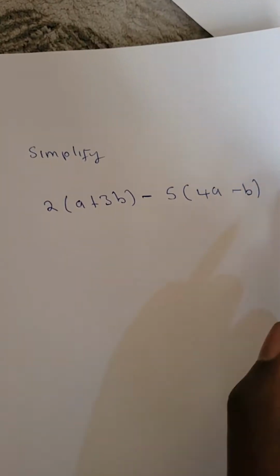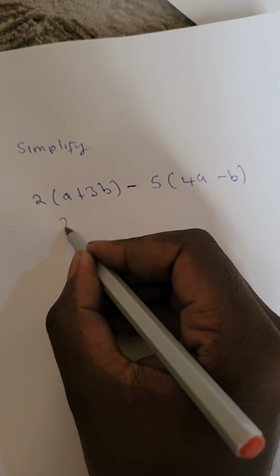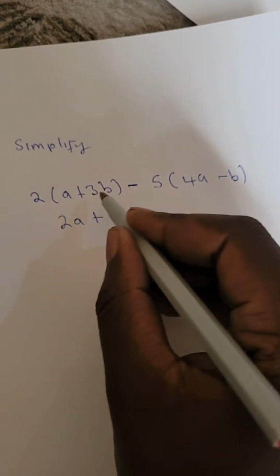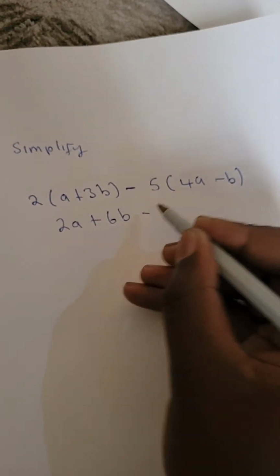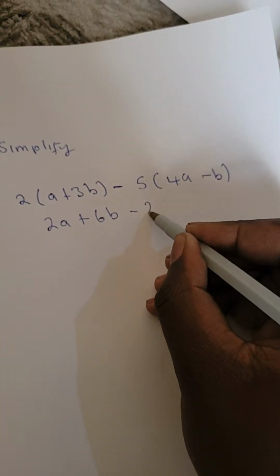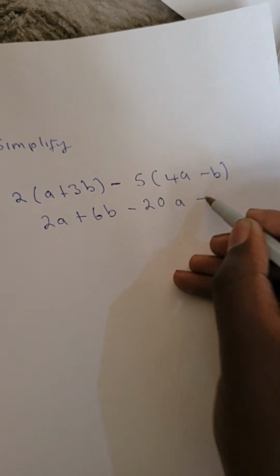We remove brackets by multiplication. So 2 times a, we get 2a, plus 2 times 3b, we get 6b, minus 5 times 4a, you get 20a, minus.